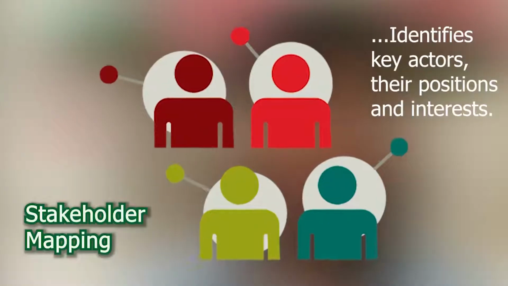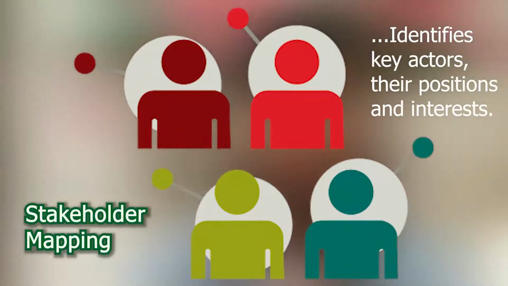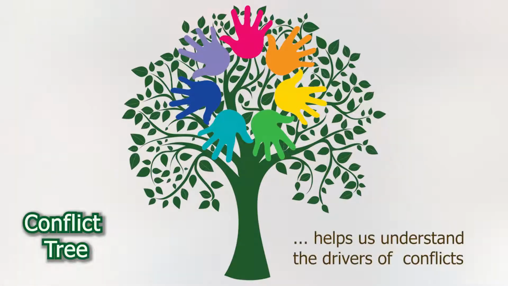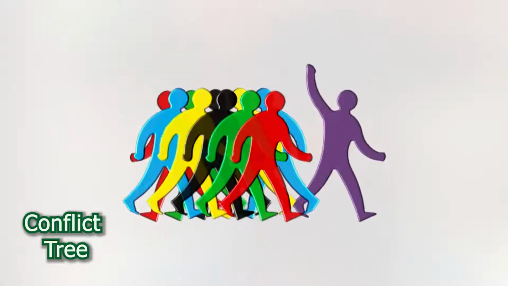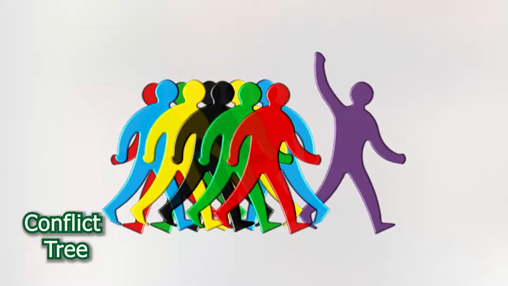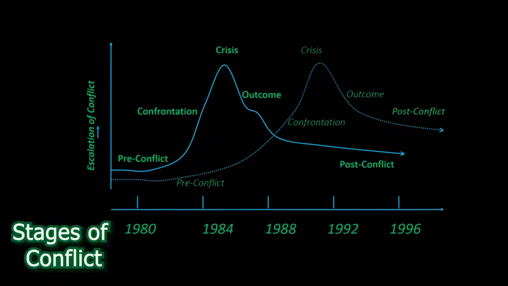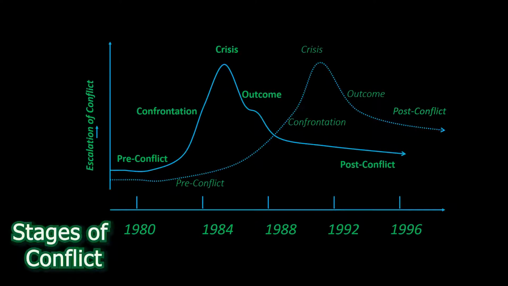In our second podcast, we focused on conflict analysis and the role that it plays in a conflict-sensitive approach. Specifically, we discussed that PERL uses three conflict analysis models. One is stakeholder mapping, which helps us identify key actors, their positions and interests. One is the conflict tree, which helps us understand the drivers of conflict and the cause and effect of different conflict systems. And the last one is the stages of conflict, which helps us understand if a conflict is escalating or de-escalating. Using those three analytical models, PERL embeds those tools into its overall political economy analysis.